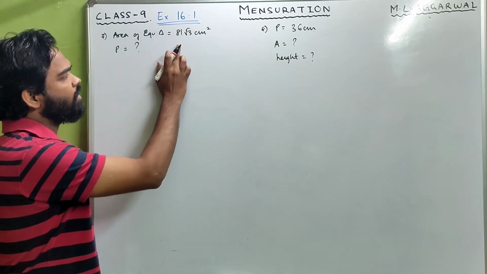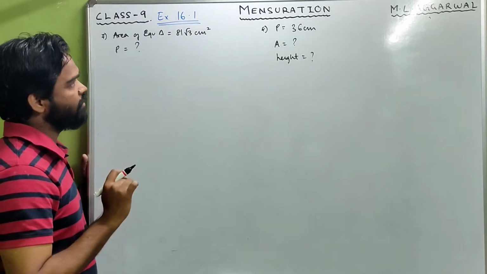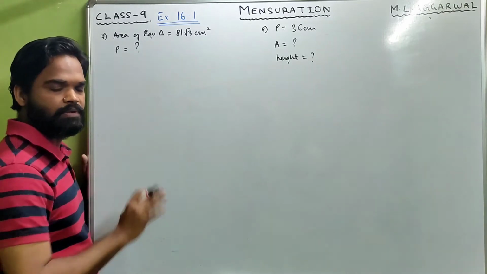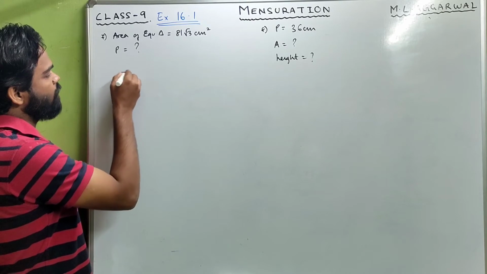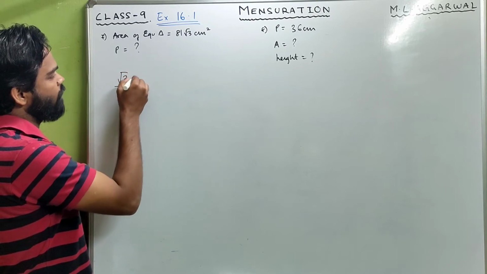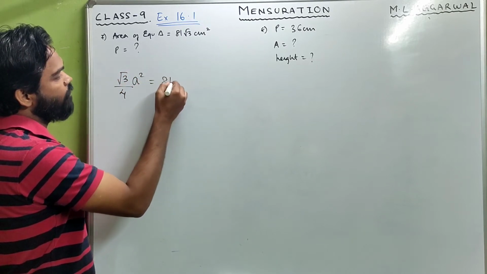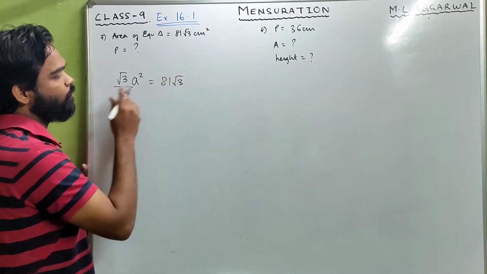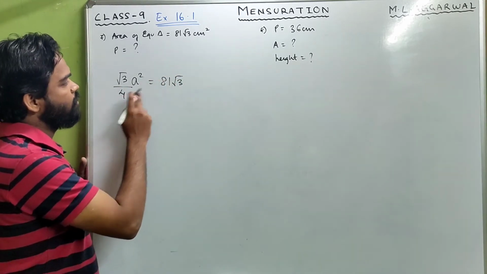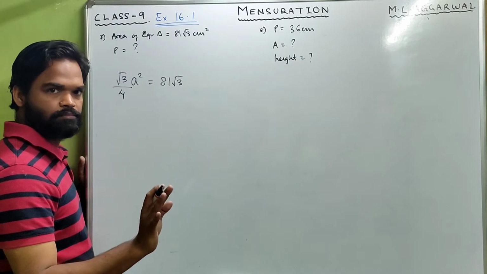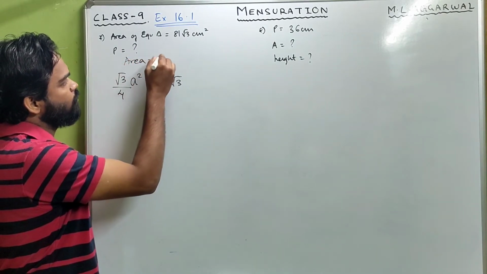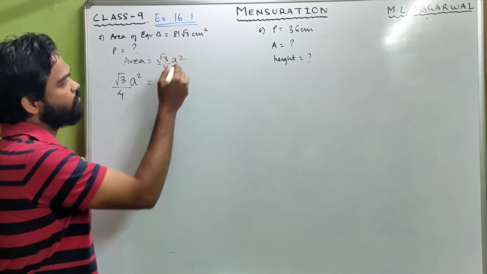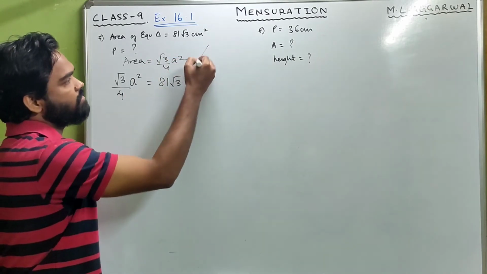Now look at sum number 7. Area of an equilateral triangle is given as 81 root 3 centimeter square. They've asked the perimeter. Very simple. See, area is given by root 3 by 4 a square, where a represents the side. So we can equate that with 81 root 3. Am I clear? We know area is given as root 3 by 4 a square.